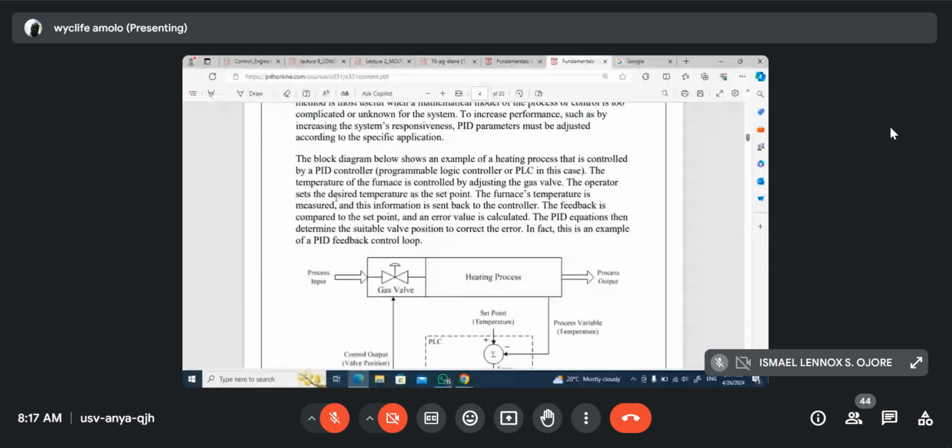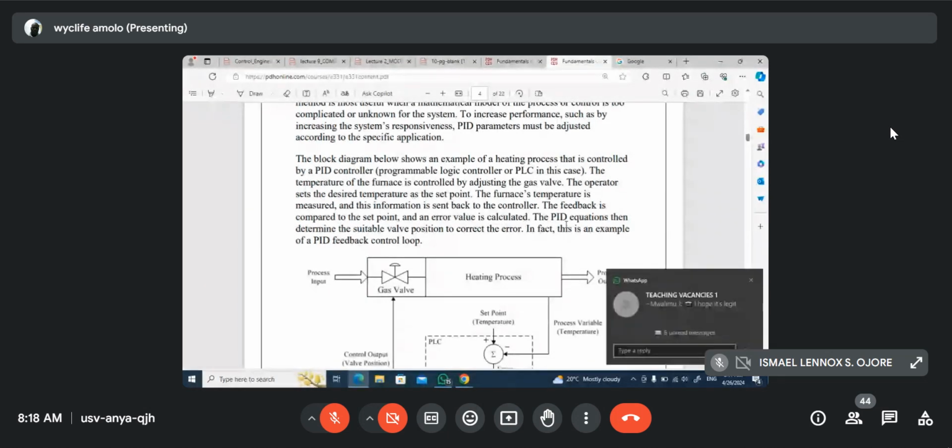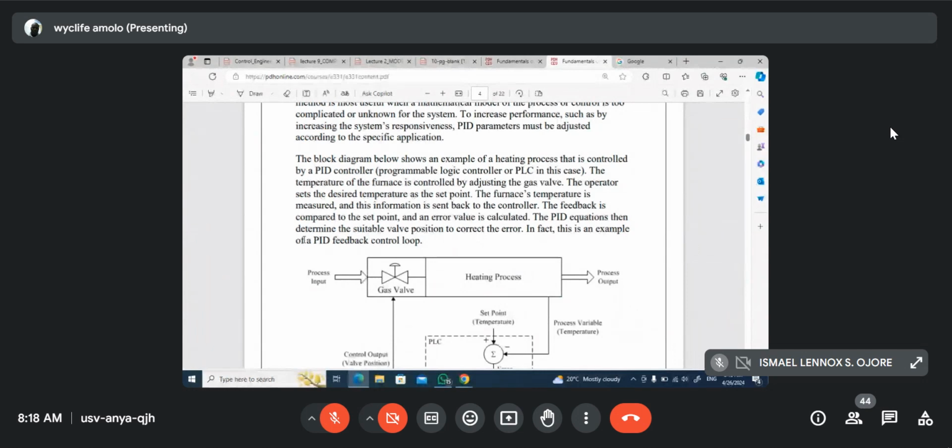The operator sets the desired temperature as the set point. The furnace temperature is measured, and this information is sent back to the controller. The feedback is compared to the set point, and an error value is calculated. So the PID equation then determines the suitable valve position to correct the error. In fact, this is an example of PID.